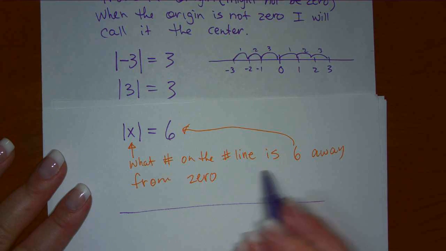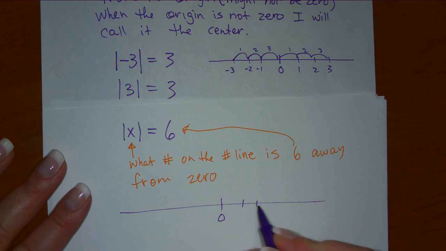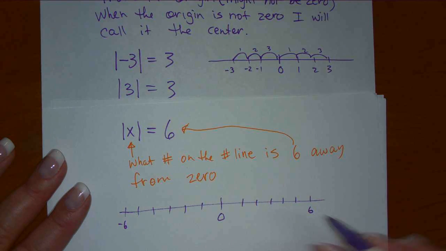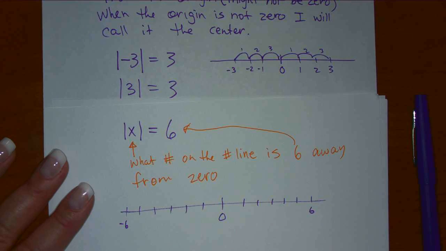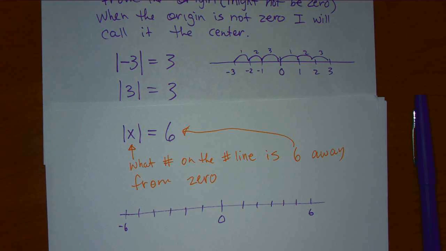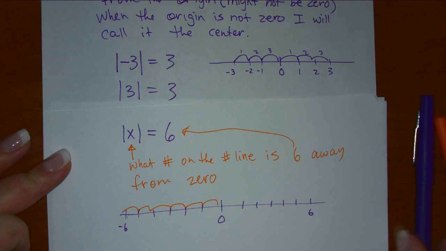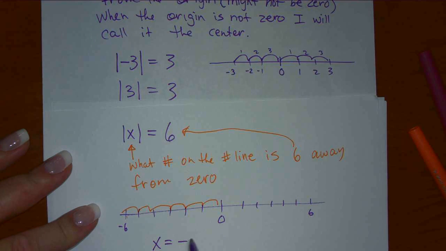Here's 0. Both sides are 6 away from 0, right? So we have two possible answers. 1, 2, 3, 4, 5, 6. So we would say that x can equal -6, or 1, 2, 3, 4, 5, 6, x can equal +6. Two possible answers.